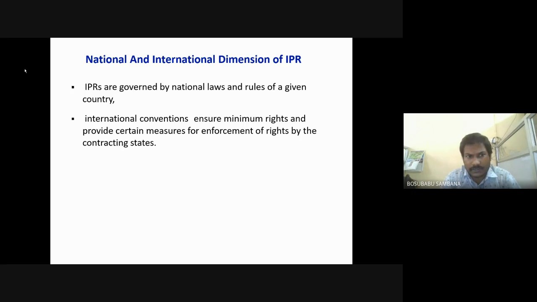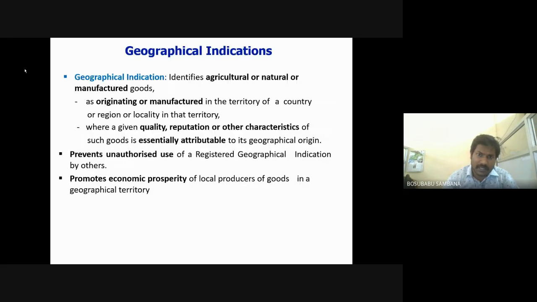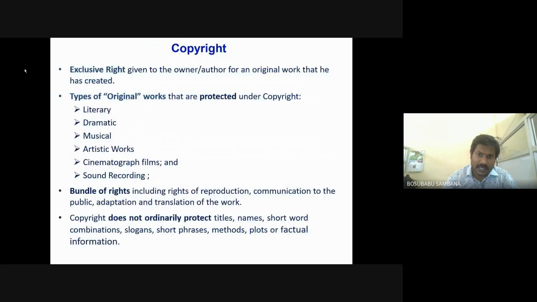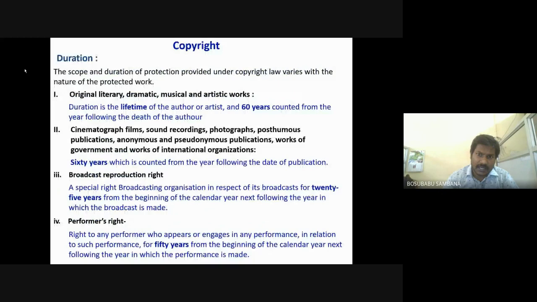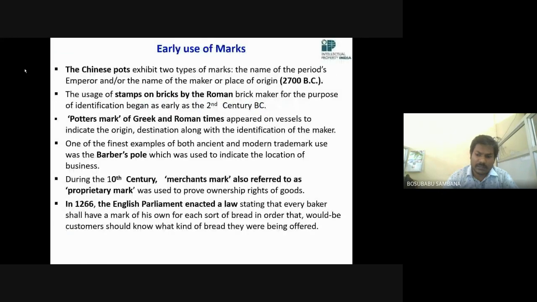Before going to that, what is a patent, what are designs, what are trademarks, what are geographical indications and what is copyright, and then we will go on from there.